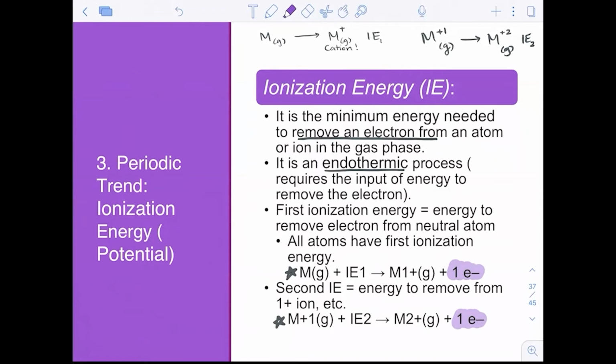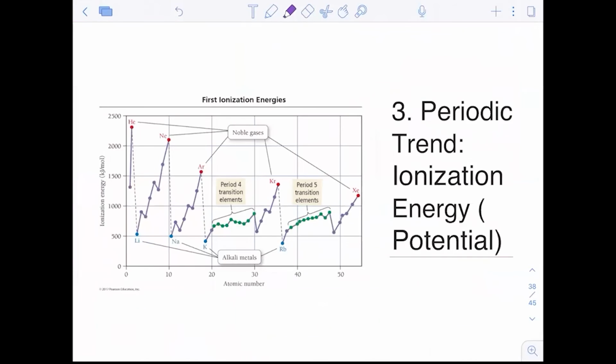Excellent. Now, everything has an ionization energy, but what I like to look at in this chart, as we move from left to right on the periodic table, from lithium all the way up to neon, or sodium all the way up to argon, these are moving left to right across the periodic table. What we notice is that ionization energies increase.